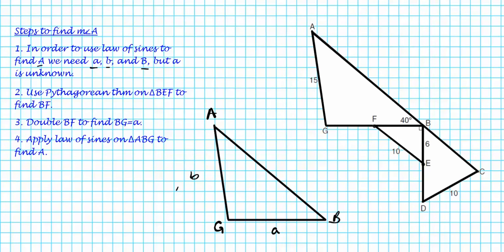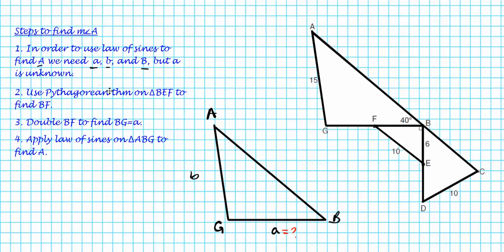As I said earlier, you need to have one complete pair of side and angle, and one incomplete pair. We're looking for A, so big A and little a will be the incomplete pair, and then big B and little b will be the complete pair. But in order for the A's to be an incomplete pair, I need to know what little a is, so this is a question mark. In order to find what little a is, I need side BG, which is equal to little a.